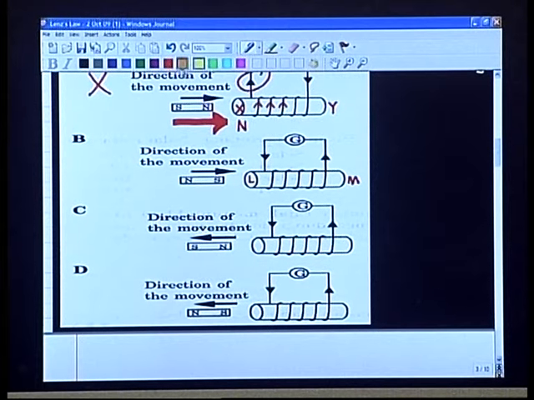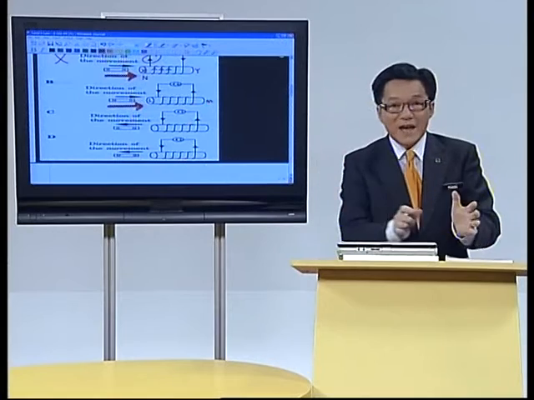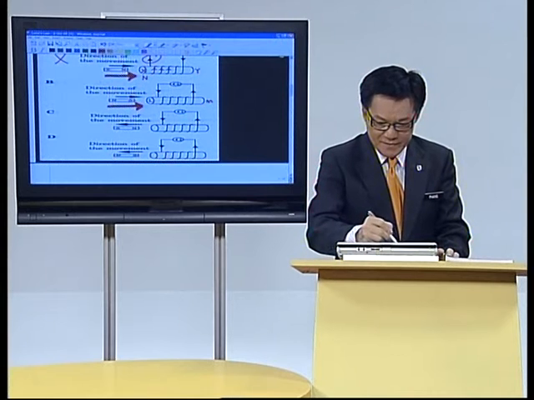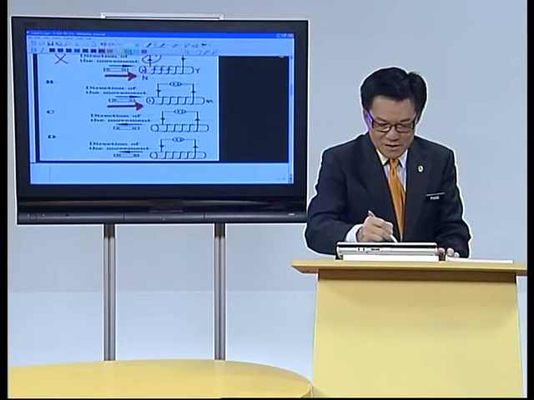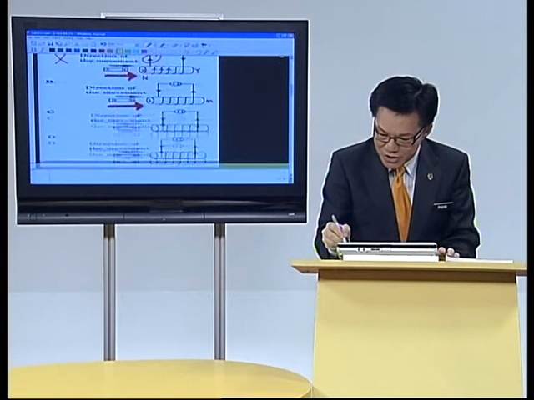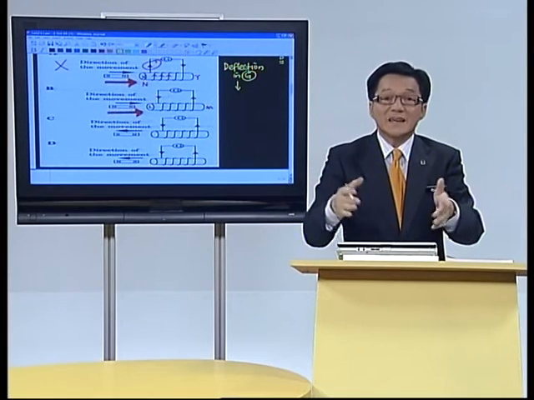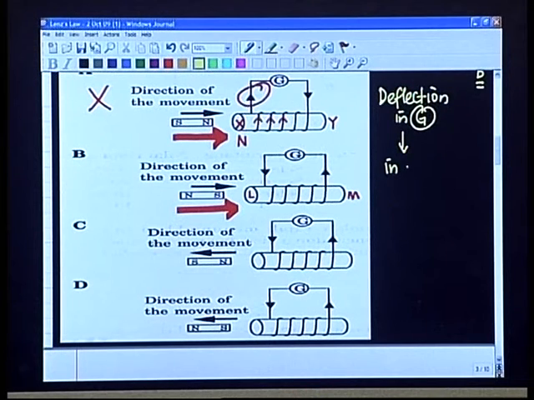Now this magnet is going in. This magnet is going in. So as it goes in, what do we observe in the galvanometer? Deflection. We will observe that there is a deflection in the galvanometer G. And what does this tell us? There is an induced current formed. Very good. Induced current.